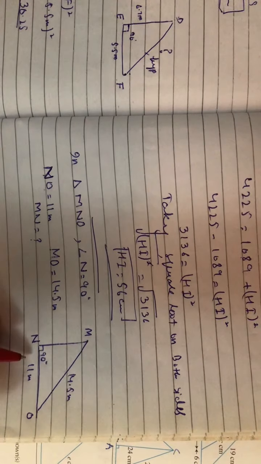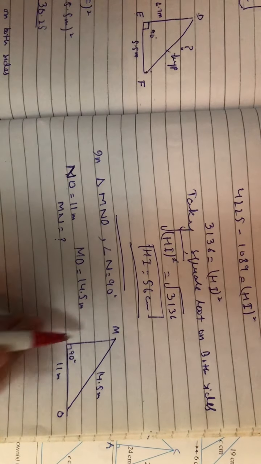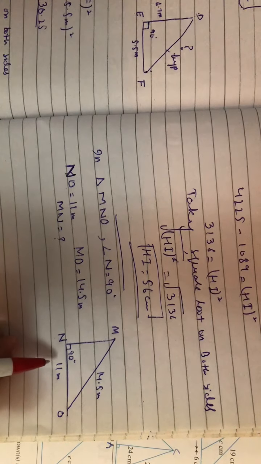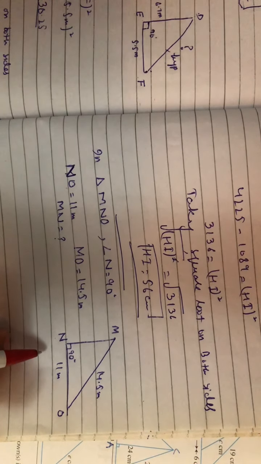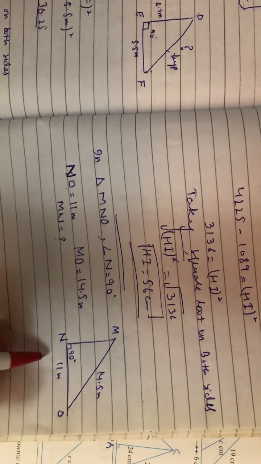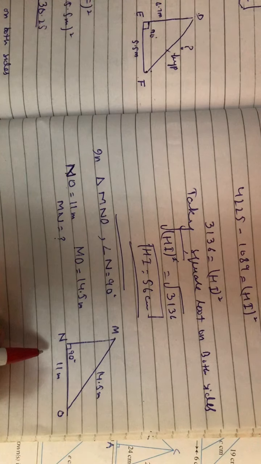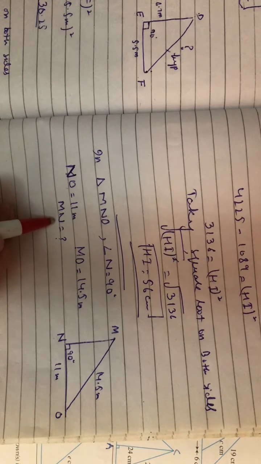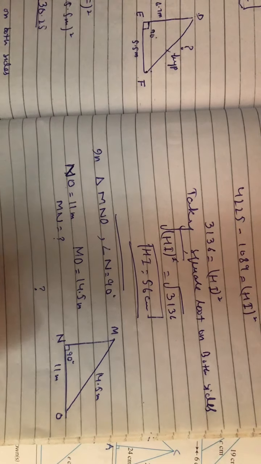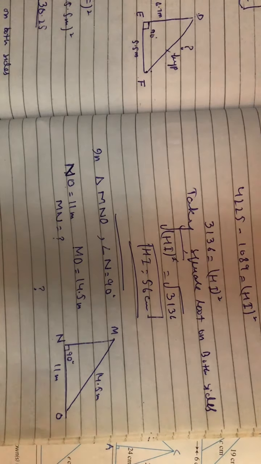Got it? By using the Pythagoras theorem, MO whole squared equals MN squared plus NO squared, and put these values in and find the squares. After finding the squares, you get the answer in the form of a square, then we take the square root and get the value of MN. Now you solve it and share it with me. If you have any query, please mention it. Got it? Thank you.